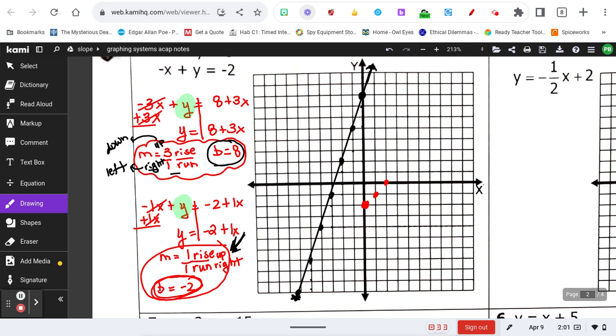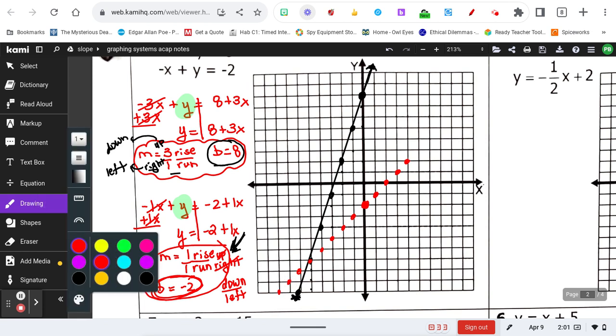But as you can tell, my red line is not going toward my black line. So let's reverse this. Instead of up, let's go down. Instead of right, let's go left. So go back to your beginning, which is -2 on the y-axis. Go down 1 and left 1. Now I'm going toward the black line. So that's the direction I want to go in, and I can clearly see where they intersect.